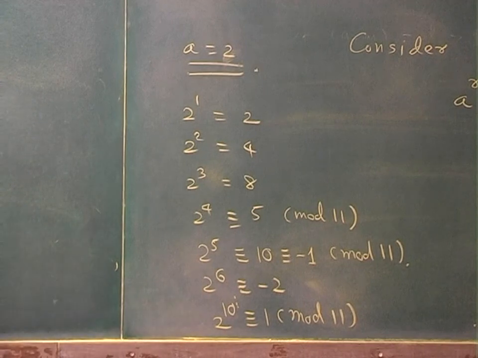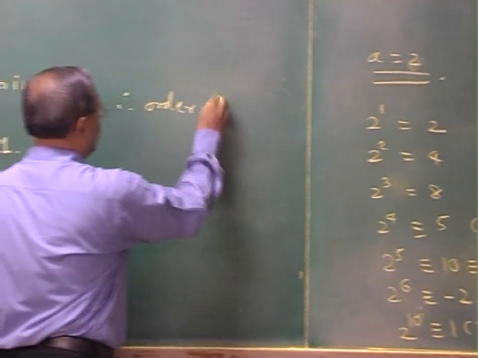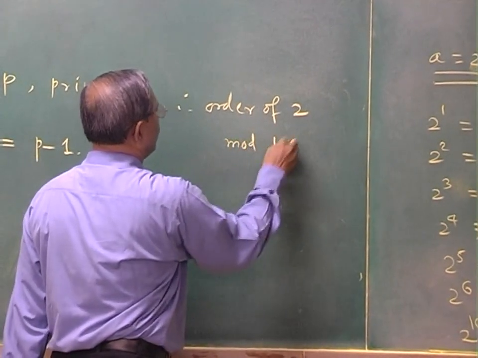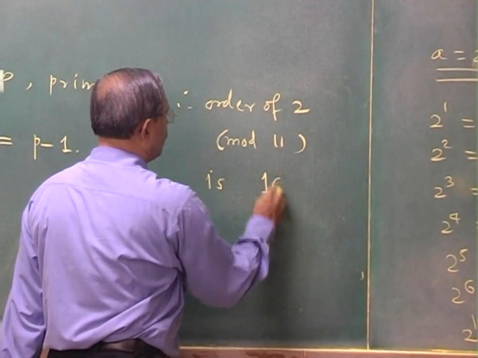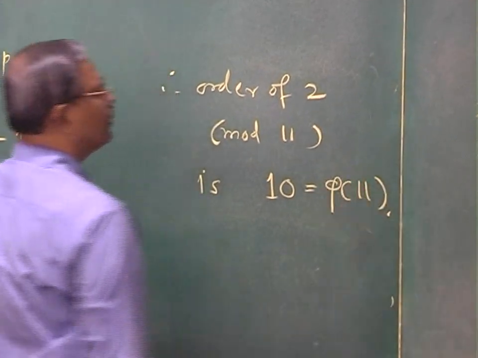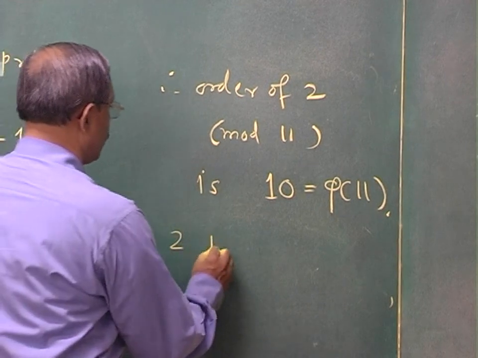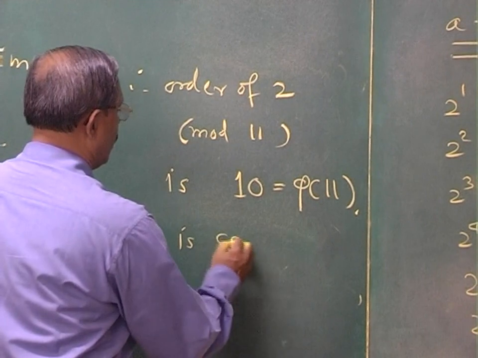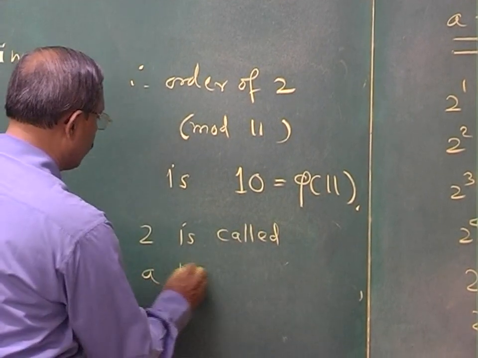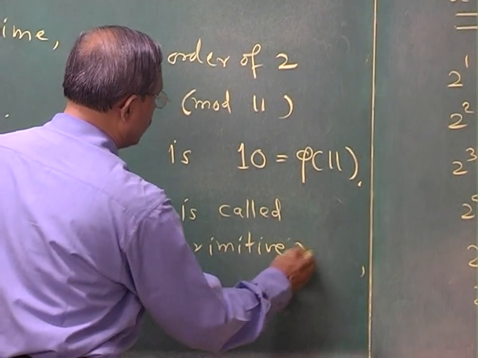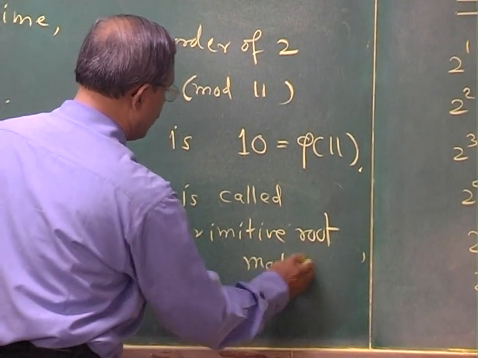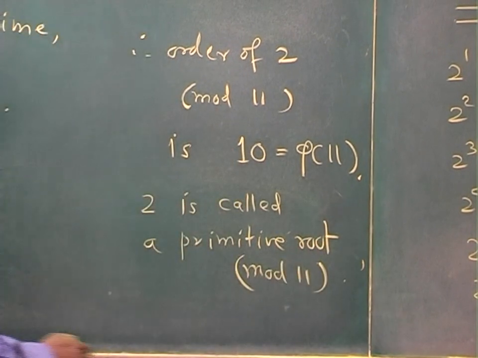So the order of 2 mod 11 is 10, that is phi of 11. This is an example where 2 works as a primitive root. 2 is an element of order p minus 1. 2 is called a primitive root mod 11, because its order is the maximum possible.